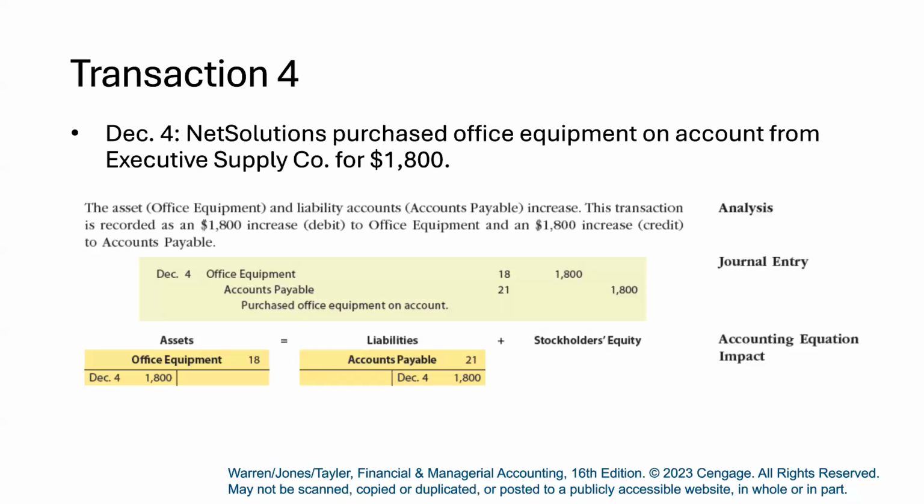Purchased office equipment on account from Executive Supply for $1,800. Office equipment, an asset, goes up, so that's a debit. And accounts payable, which is a liability.